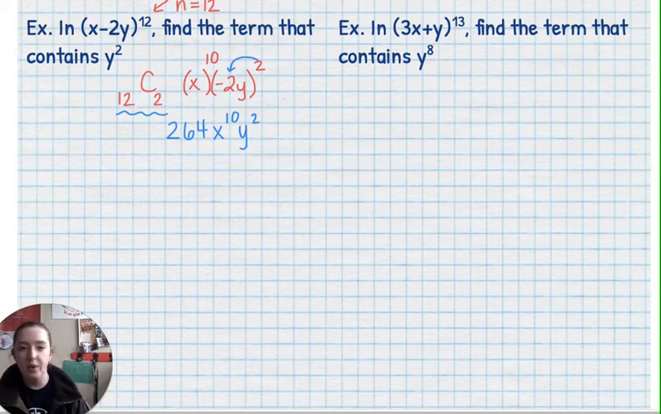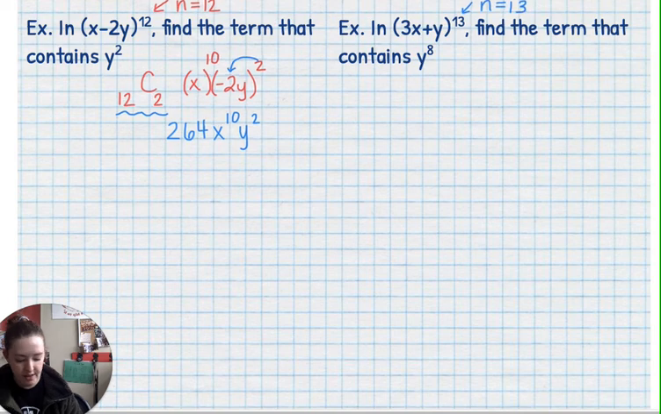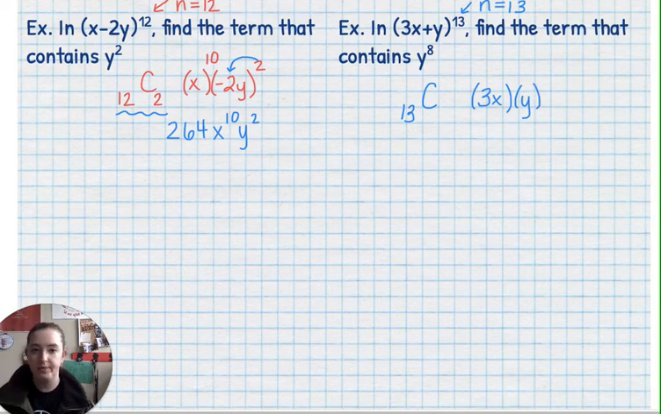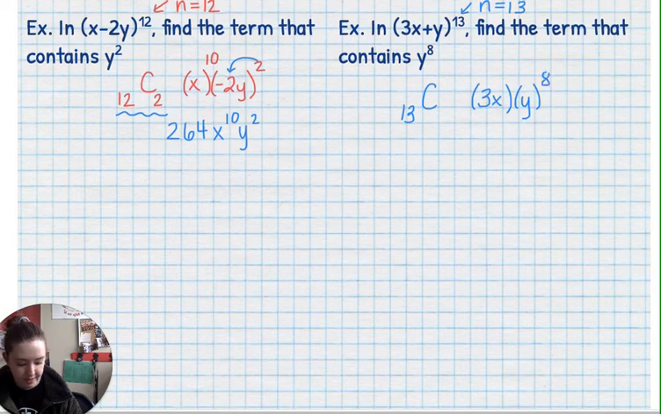In this next one, we want to find the term that contains y to the 8th in 3x plus y to the 13th. So we know we're going to have n be equal to 13, since that's our power. So we'll have 13 choose something. We're going to have that 3x to some power and the y to some power. Well, we want y to be to the 8th power, so we know that this has to be 8.